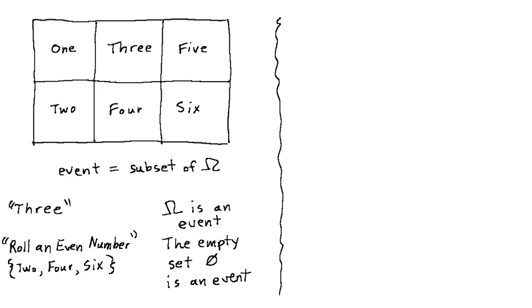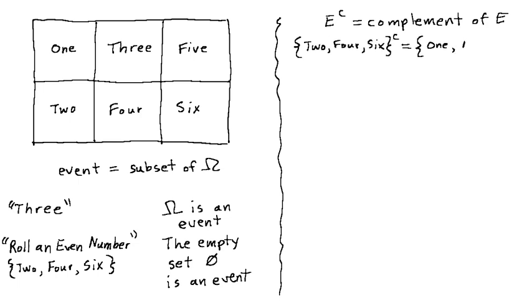It's important to recognize that we can use events to generate other events. For instance, given an event E, we can create a new event E^C, which is called the complement of E. The complement of E contains all outcomes in omega that are not contained in E. So, for example, the complement of the event {2, 4, 6} is the event {1, 3, 5}.